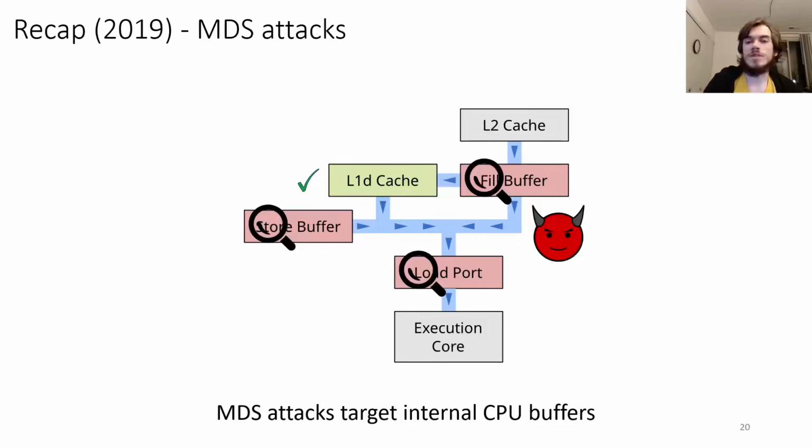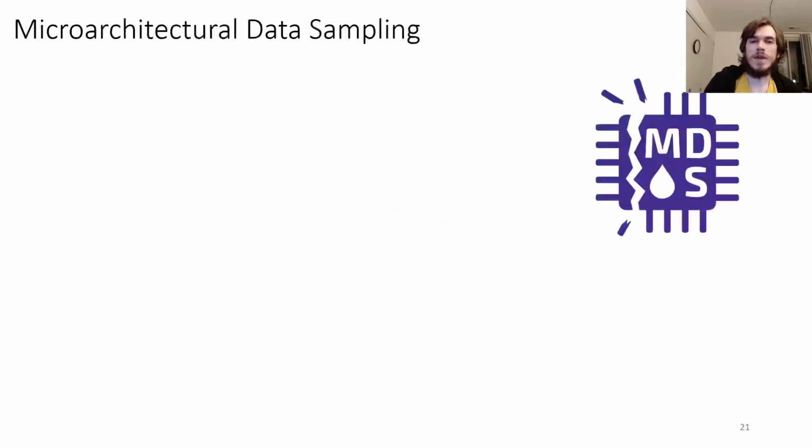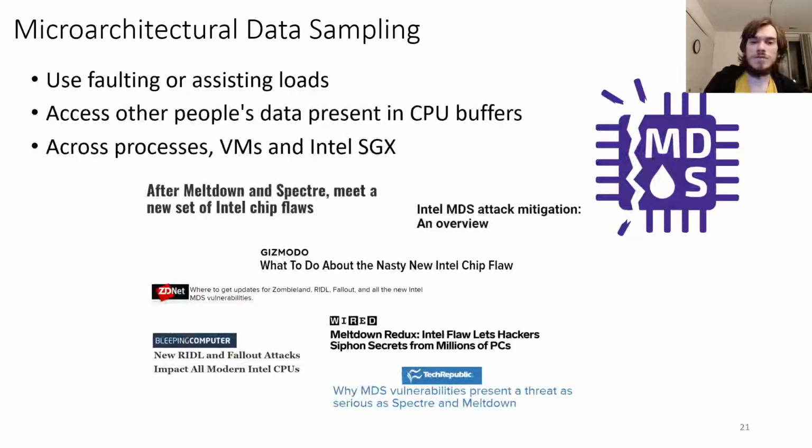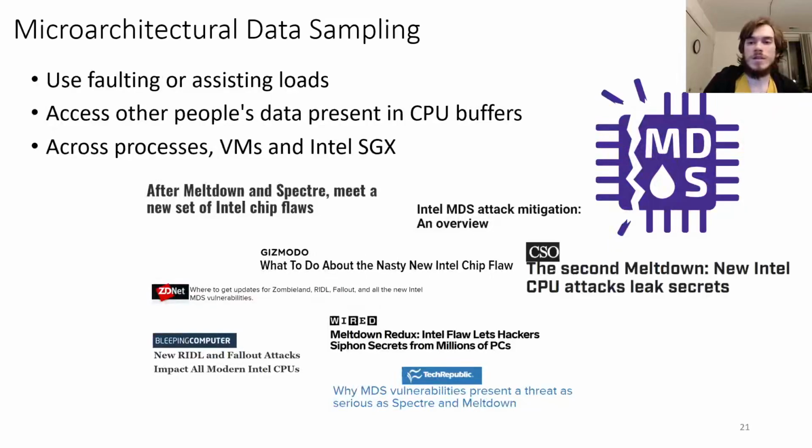So what MDS does is target these internal CPU buffers. And to understand how it does that, let's look at how it works. With MDS, similar to Meltdown, you can use a faulty or assisting load to access other people's data present in the CPU buffers. The way you would do that is by dereferencing a null pointer under speculation. And this works across processes, VMs, and Intel SGX. That's pretty severe too, so it was also all over the news. In fact, it had very similar consequences as Meltdown, hence why it was sometimes dubbed the second Meltdown.